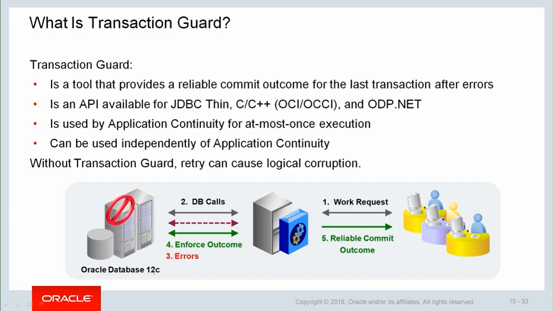So this is in a 12c database, and there is a user request to work, and the database call is issued. On the database side, if there's any problem or error here, then the user may not be able to receive the final message. So if that is the case, you can use the Transaction Guard API to pull out the last transaction commit status information. So that is possible.